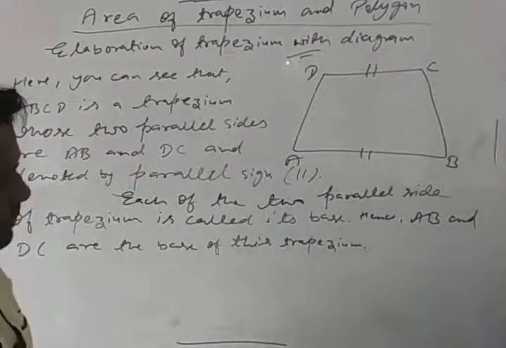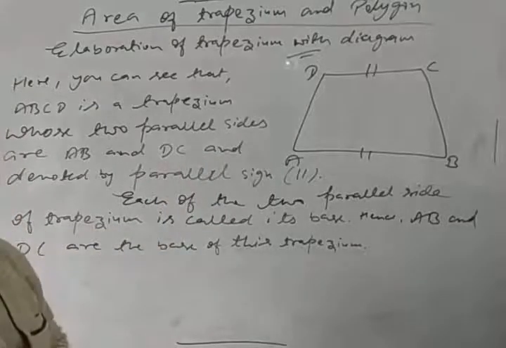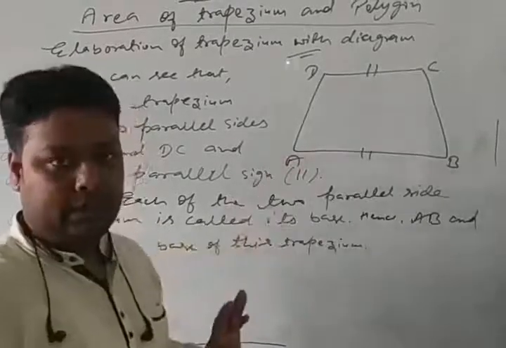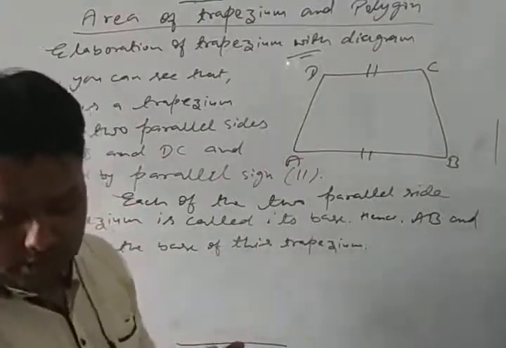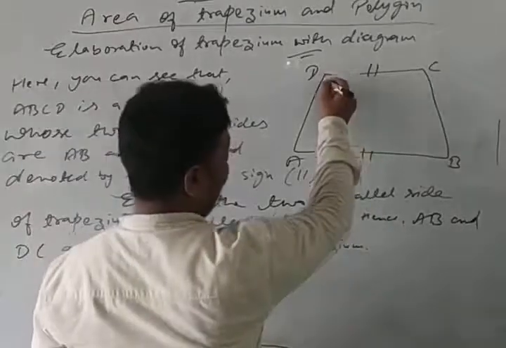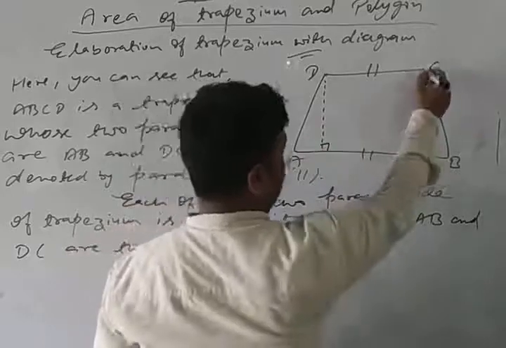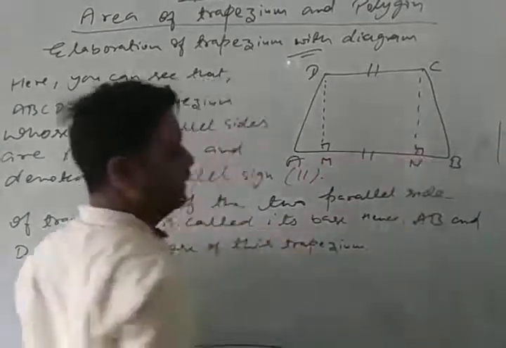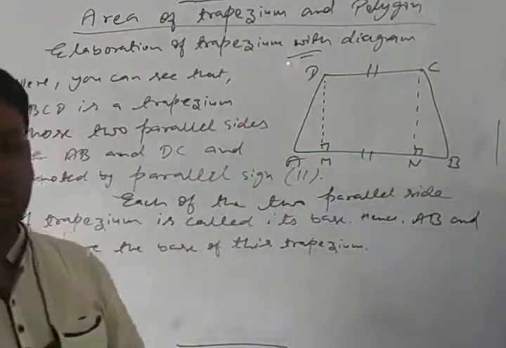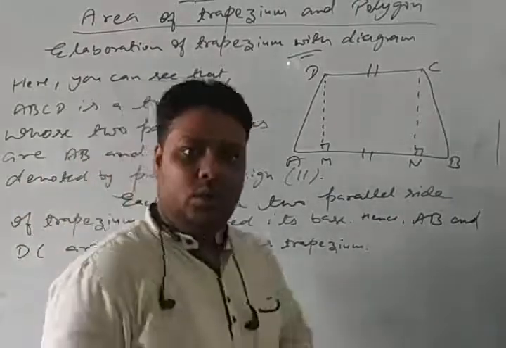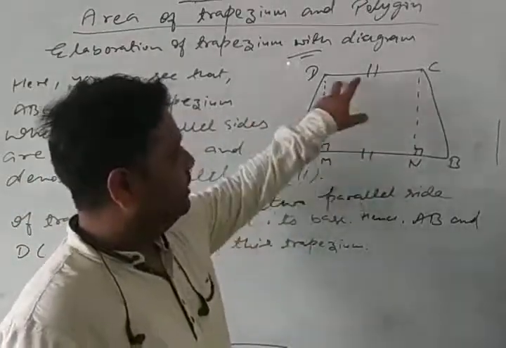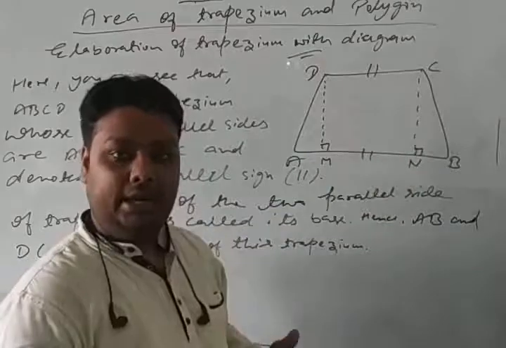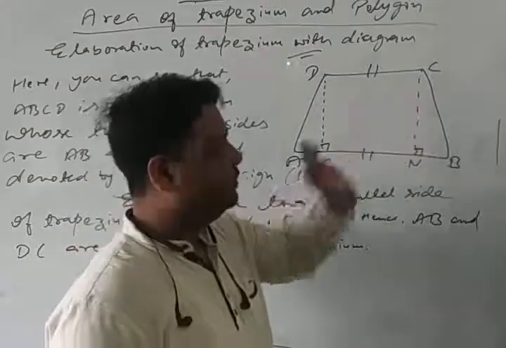Okay. Now, in the same figure, if we draw a perpendicular from each vertex of the parallel side, from D to AB and from C to AB, let us say DM and CN, then it is the perpendicular distance. And we know that between two parallel sides the distance at each point will be the same, and it is called height.